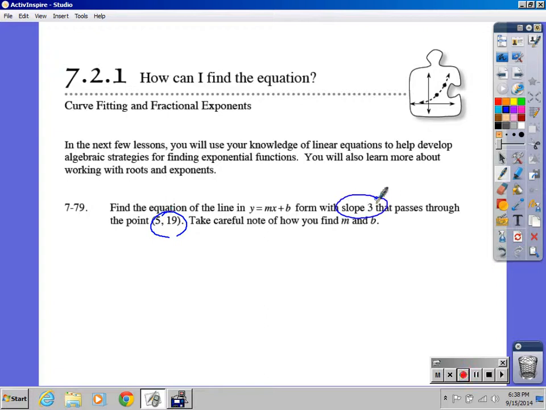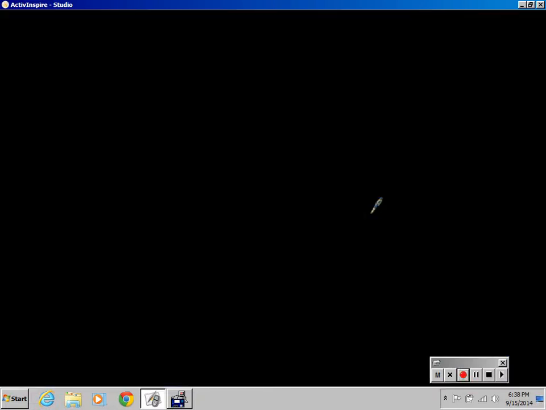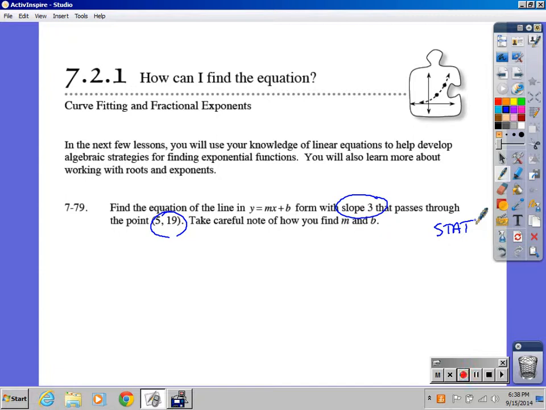I know we've talked about using a calculator to solve with the stat function. However, that requires that we know 2 points. We currently do not know that. So we know 1 point, which is an x and a y value, along with the slope of 3.